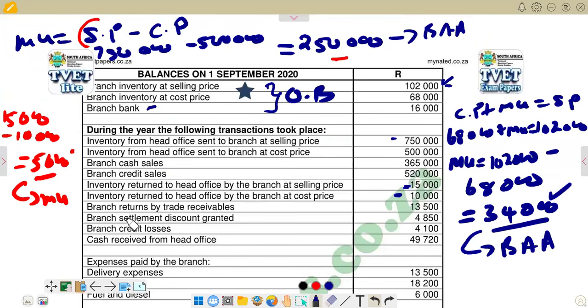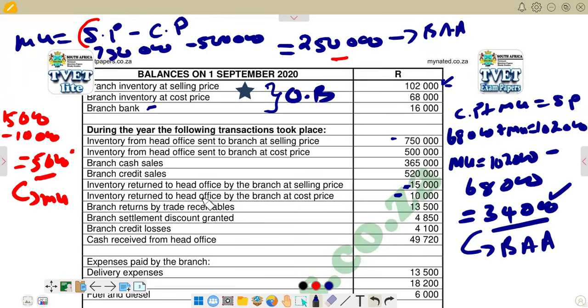So on the next one now, this is the one that we're doing of branch at selling price and cost price. Now we have branch retains by trade receivables, 13,500. Remember, trade receivables, we said these are businesses or people that we sold goods to on credit. Now they are returning them. So it's not a movement between the head office and the branch, but it's a movement between the debtors and the branch. So it's not going to affect the inventory to branch account.